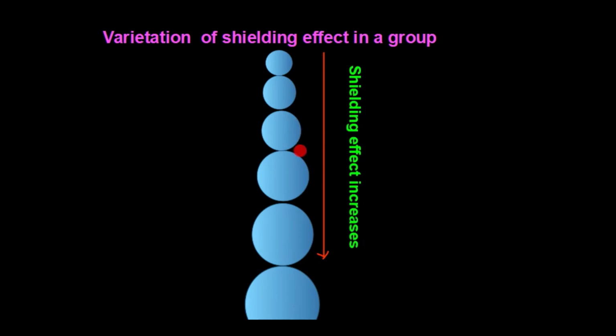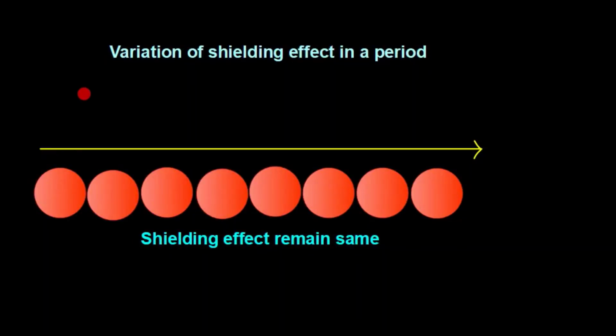Now we will see the variation of shielding effect across the period as we move from left to right in a periodic table. As we move from left to right in any period of the periodic table, the number of shells remains the same. That's why the shielding effect does not change across the period. Shielding effect will remain the same because the number of shells remains the same. I hope variation of shielding effect in a period is clear.